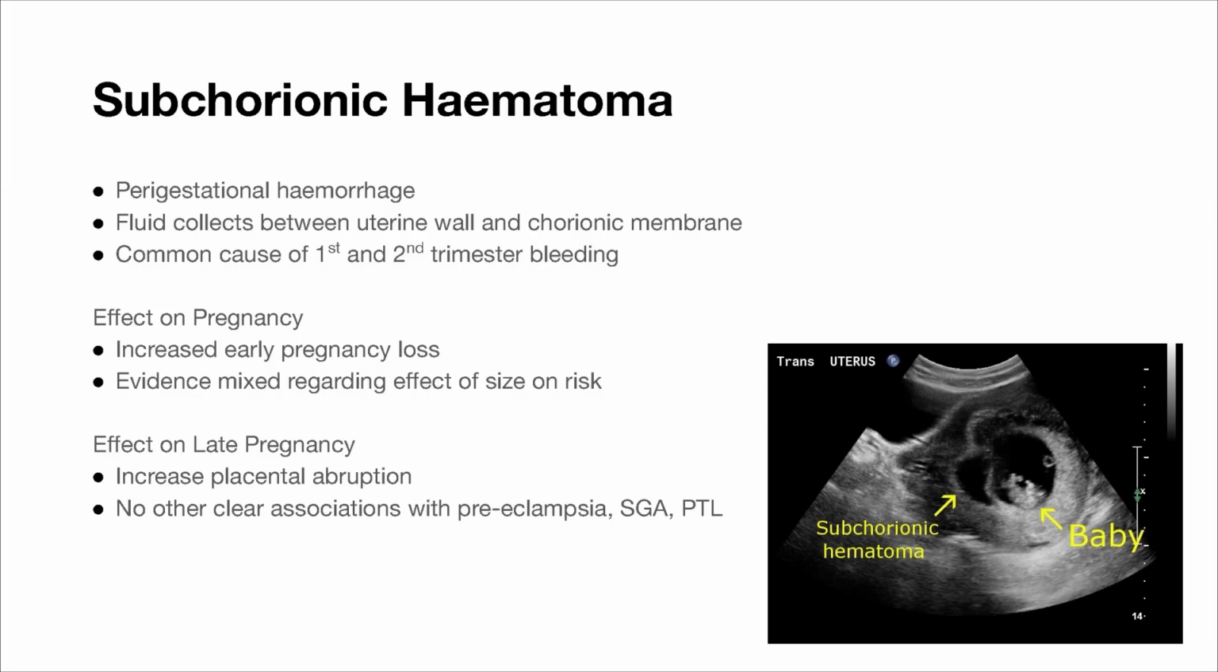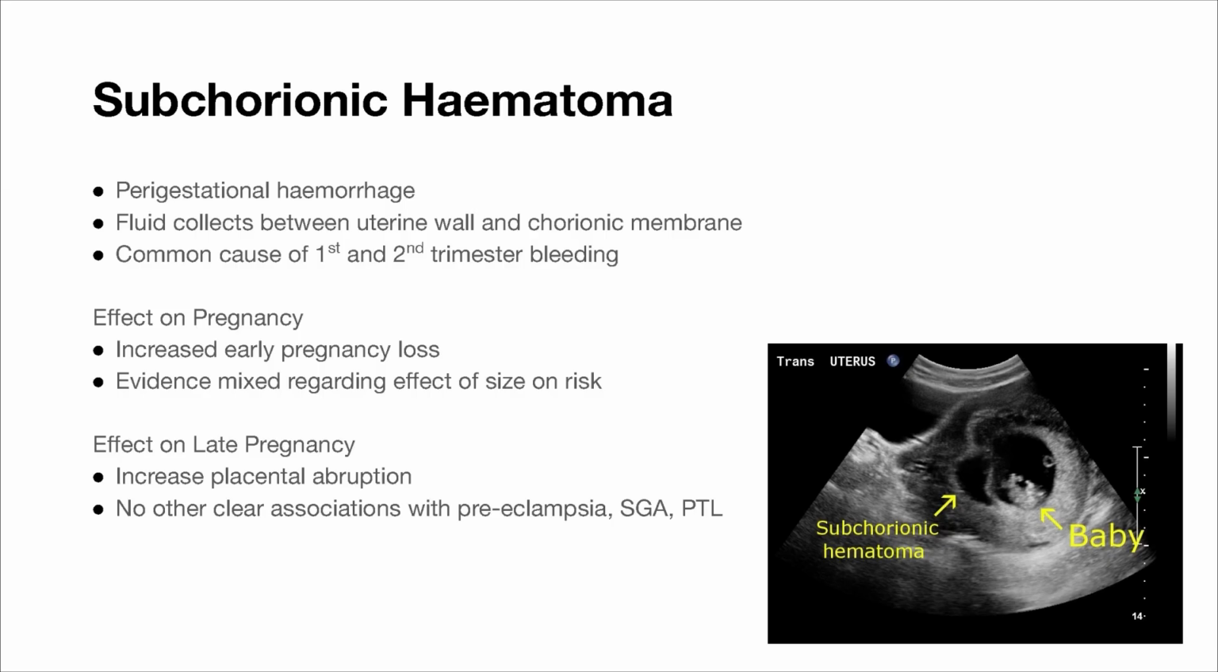Now, what it is, it's a perigestational hemorrhage where some blood or fluid collects between the uterine wall and the chorionic membrane. And then it becomes a common cause of ongoing first and even second trimester bleeding. The effect on pregnancy is that it does have an increase in early pregnancy loss. There have been a lot of observational studies on this, and the findings have been a little bit mixed, but I think it's probably fair to say there is an increase in early pregnancy loss, although again quantifying that is difficult, and also intervening on that at the moment there are no proven methods.